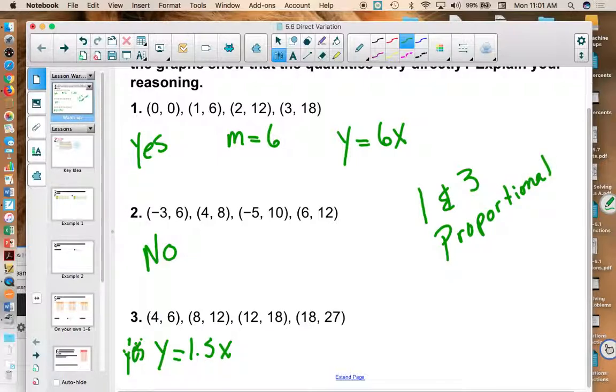What else do you notice, just looking at the picture? What else do you notice about the picture? Does everybody have it graphed? What else do you notice about the pictures? Michaela, what do you notice about the pictures?